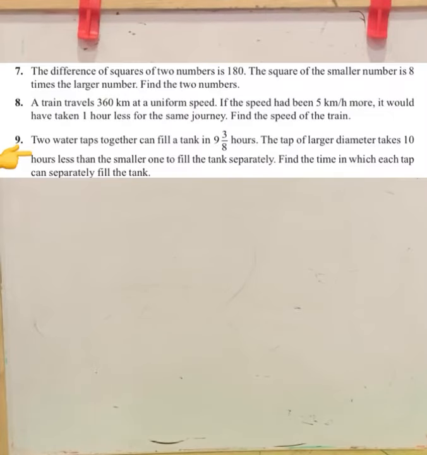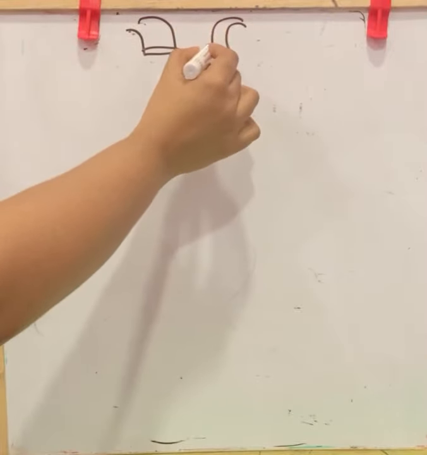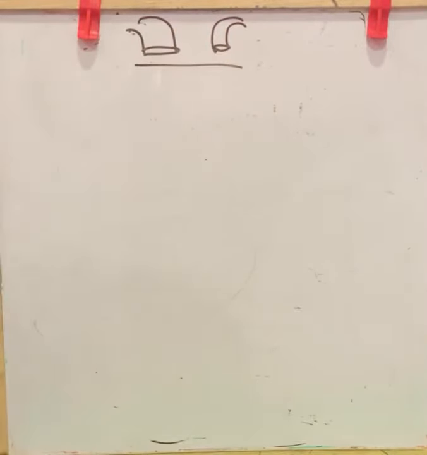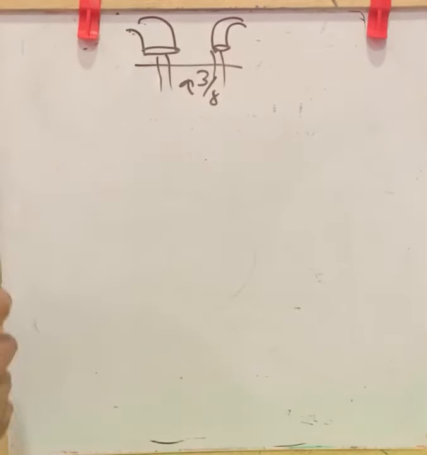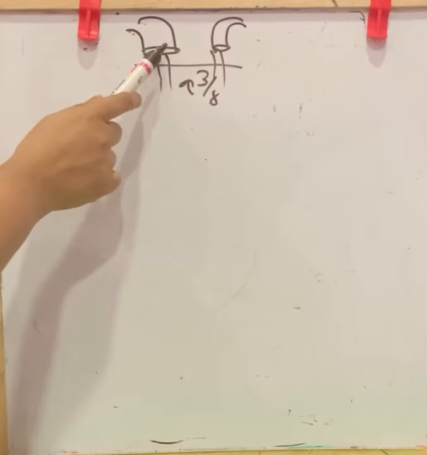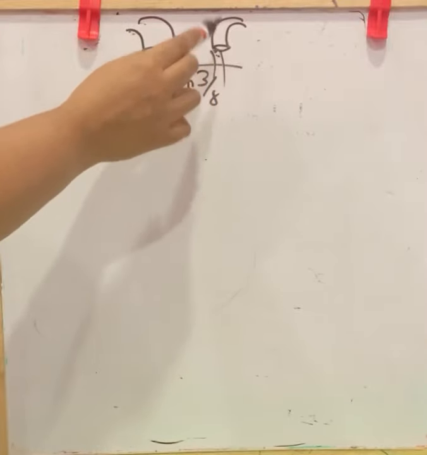Next question. 2 water taps together can fill a tank in 9 3/8 hours. The tap of larger diameter takes 10 hours less than the smaller one to fill the tank separately. Find the time in which each tap can separately fill the tank. Now here 2 taps are there. One is with larger diameter and one is with smaller diameter, and it takes 9 3/8 hours with both taps on. Another condition is given.